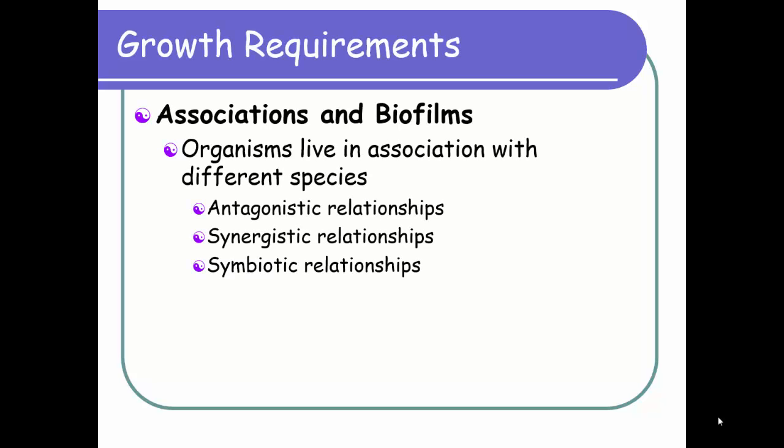Associations in biofilms allow microorganisms to live in association with different species. We have different types of associations: antagonistic relationships, where the two organisms will fight each other; synergistic relationships, where, in the old saying that the whole is greater than the sum of its parts, they actually assist each other very well; and symbiotic relationships, where both of them get something from the relationship.